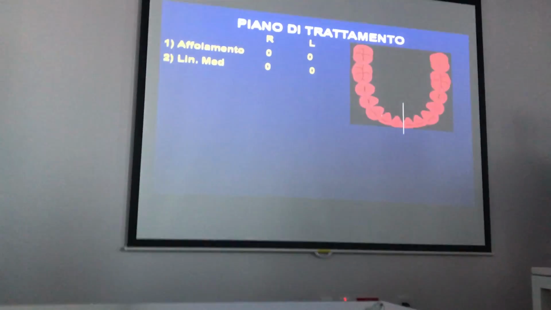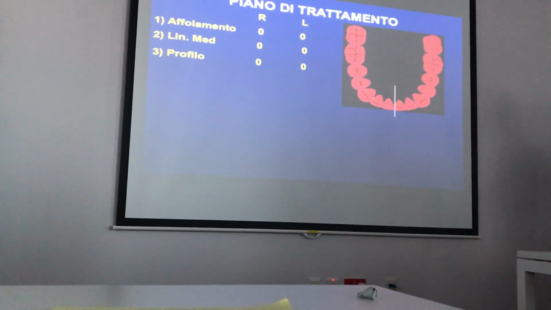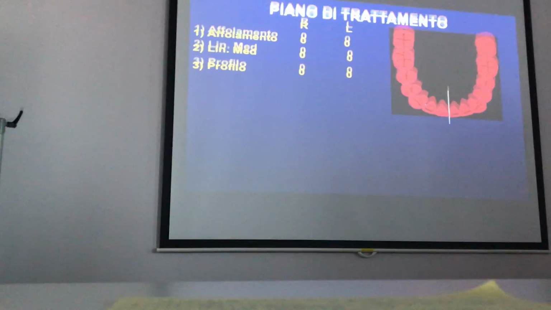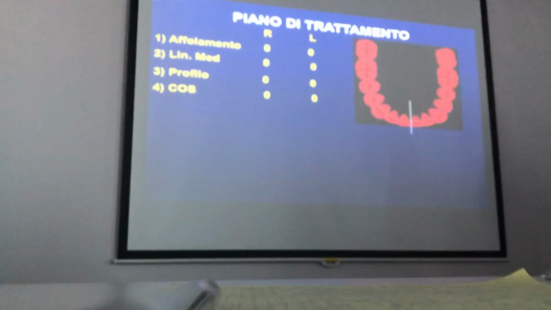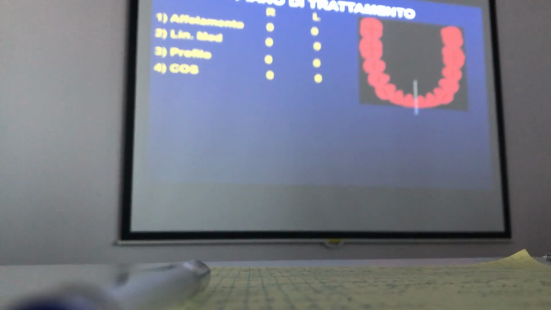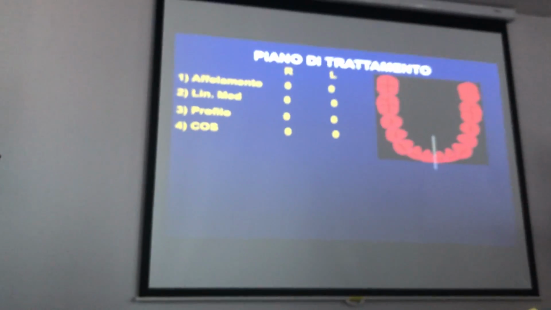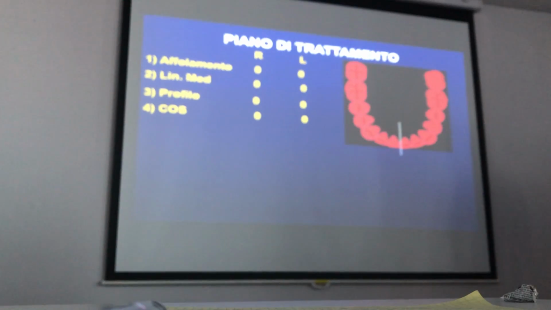The midline is centered, so 0 for the midline. We don't want to change the profile, 0. So it means that the lower incisor is there. And we don't have any problem with the curve of Spee, so we have a very good arch.